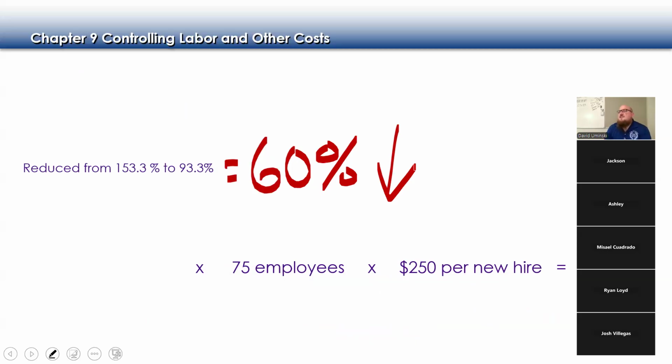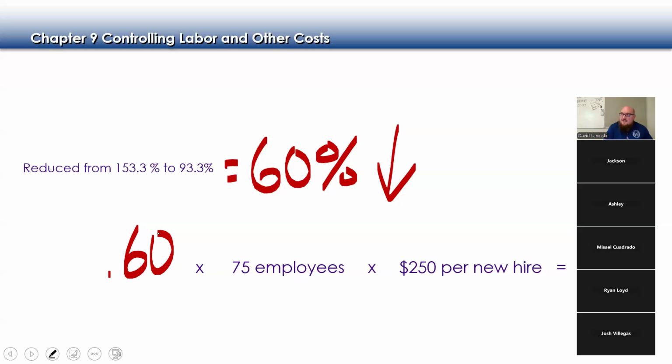So if I can decrease my turnover rate by 60%, that's a pretty ambitious goal. So 0.6 times those 75 employees. Remember that, where does that 75 number come from? That's the number if we are fully staffed. If I am fully staffed and fully operational, the number that it requires me to be fully staffed is 75. Okay.